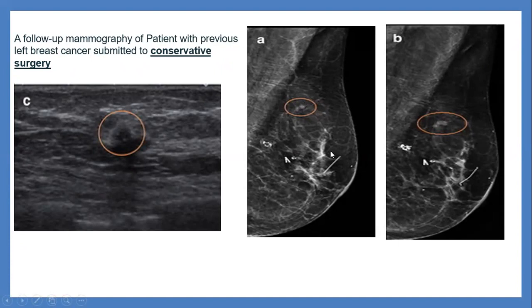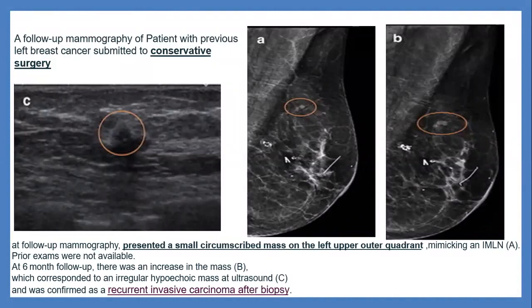I thought at the beginning this might be a different angle, but since both are MLO, most likely this is a follow-up. If it's a follow-up, definitely it looks larger in size and the ultrasound is suspicious. So in this case, it's either metastatic lymph nodes or recurrence, so you have to do a biopsy.